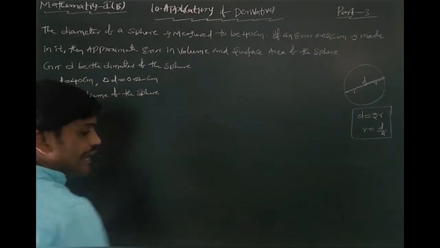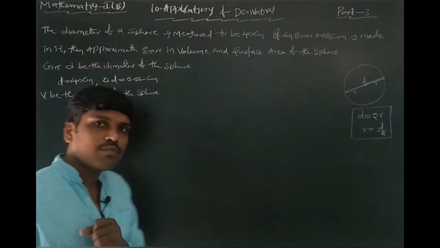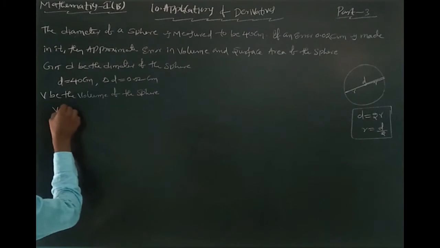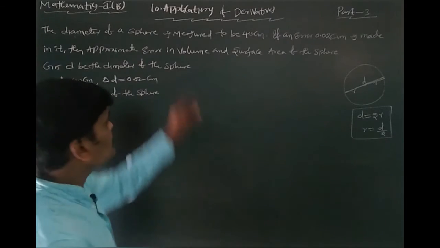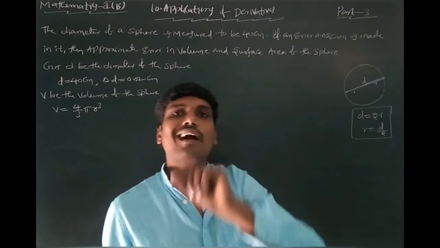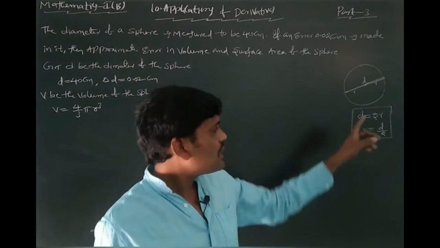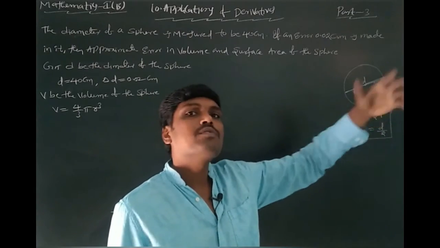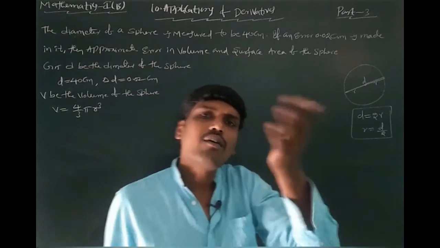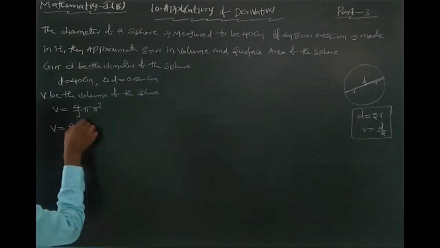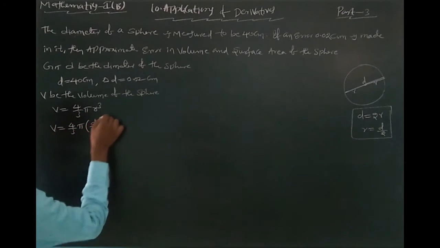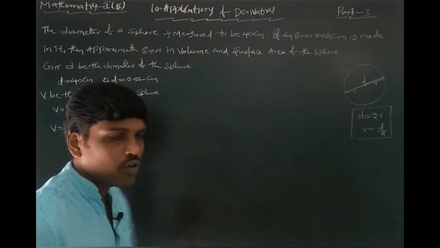What is the formula for the volume of the sphere? V is equal to 4 by 3 pi r cube. See students, here the diameter is given, not the radius. What is the diameter? 2 times the radius. What is the radius? Half of the diameter. That's why you can write here 4 by 3 pi (d by 2) whole cube. The r value is d by 2, that is whole cube.